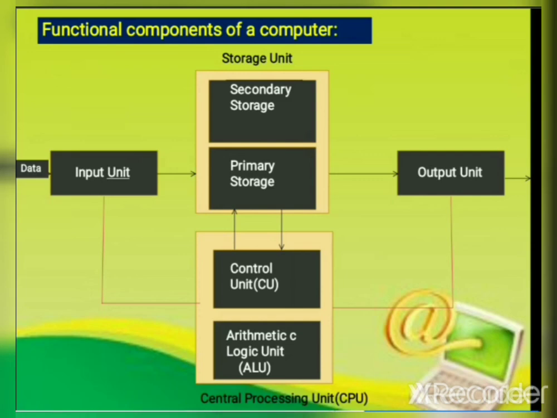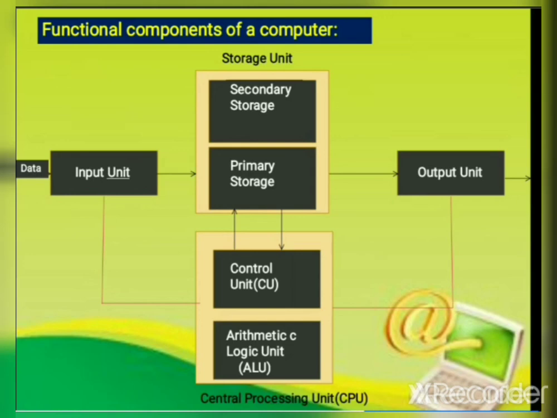There are different arithmetic operations like addition, subtraction, multiplication, and division. Logic operations are logical AND operation, logical OR operation, and logical NOT operation. If the computer wants to store some intermediate result, it uses primary storage devices to store the data temporarily. If you want to store the data permanently, secondary storage devices are used.